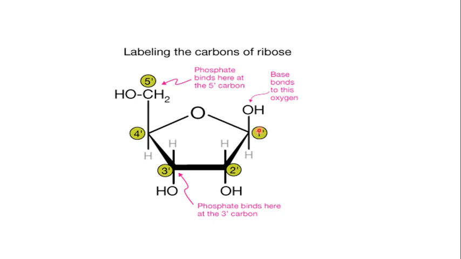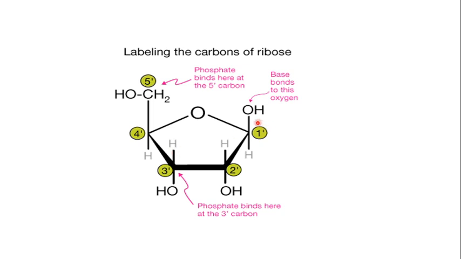But if this is only 1 without a prime, that means you are talking about the carbon of the nitrogenous bases, and you are not talking about the carbons of the sugar. So this prime is actually indicating that this is the carbon of the sugar. So this is 1 prime, this is 2 prime, this is 3 prime, this is 4 prime, and this is 5 prime, indicating the 5 carbons that are present in the sugar of the nucleic acids.